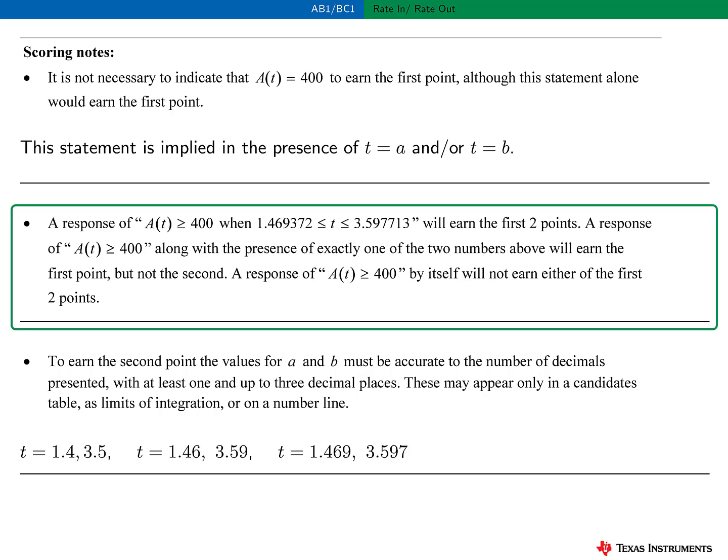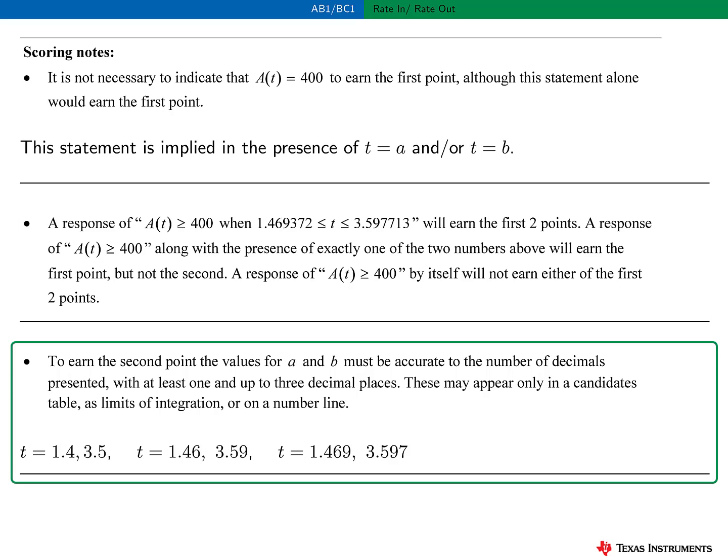However, a response with A of t greater than or equal to 400 and only one of the two values, A or B, earns the first point but not the second. And a response of just A of t greater than or equal to 400 does not earn either point. And, as usual, to earn the second point for the values of A and B, these values must be presented correctly, with at least one digit to the right of the decimal up to 3.